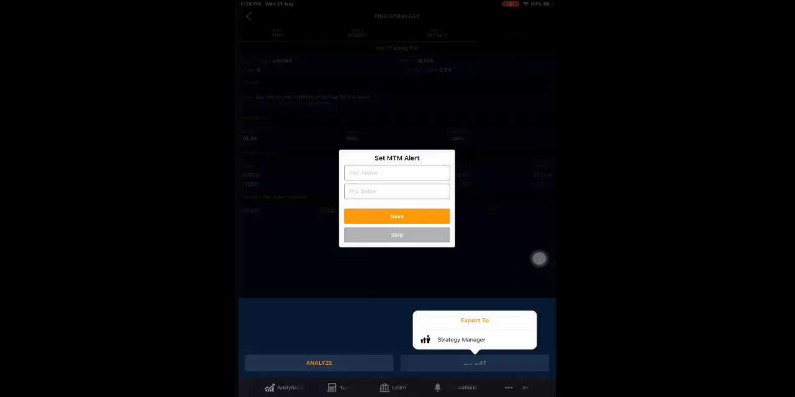Okay. So you can set the MTM alert. Very important in option trading is the MTM. When we do a single leg option, it is easy. It is as good as buying a future or buying a stock in the cash market. So it's very easy to keep track of it. But when it comes to an option, what you are looking at is the spread.